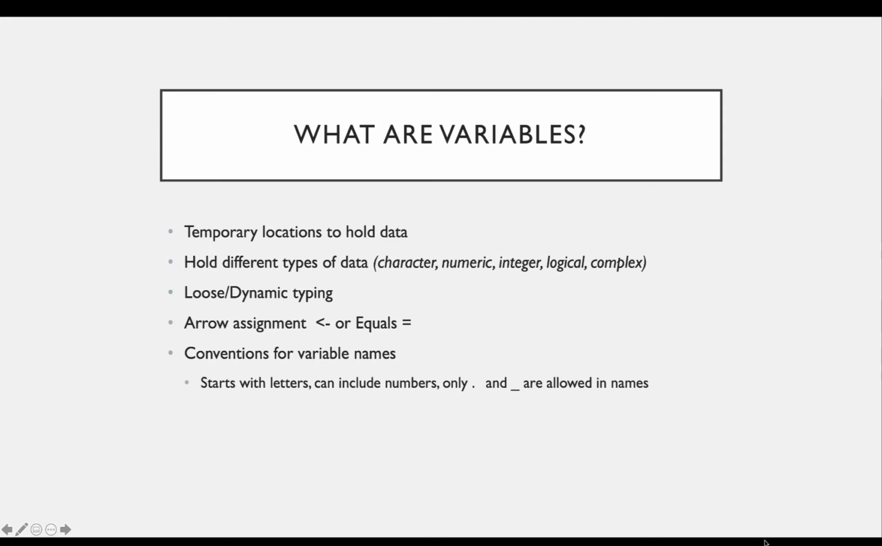In R, we use this concept of arrow assignment. And so when we want to set a variable to be equal to a value, we use arrows as a way to actually accomplish that. There is a variety of conventions that people use for variable names. In R, variables need to start with letters. They can include numbers, and only a dot and an underscore are allowed in variable names. No other type of special character is allowed in variable names other than dot and an underscore.